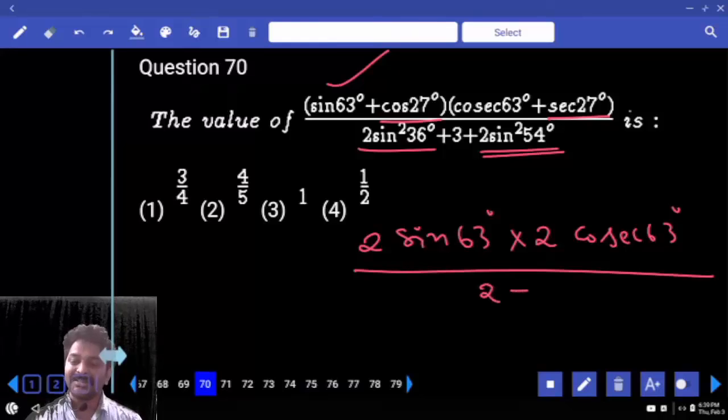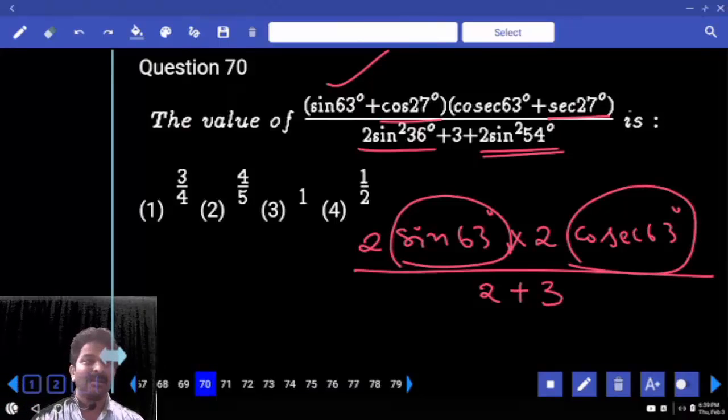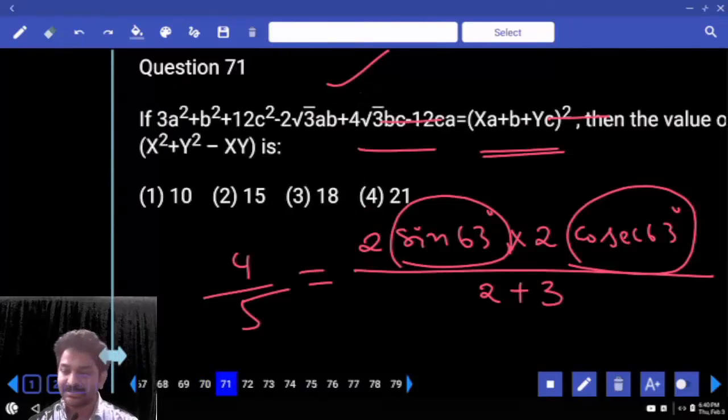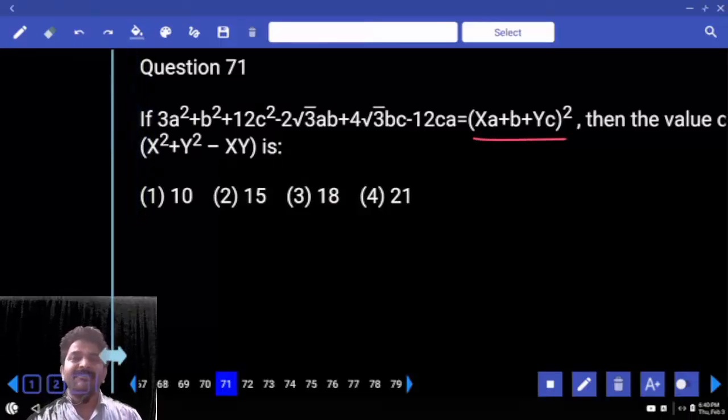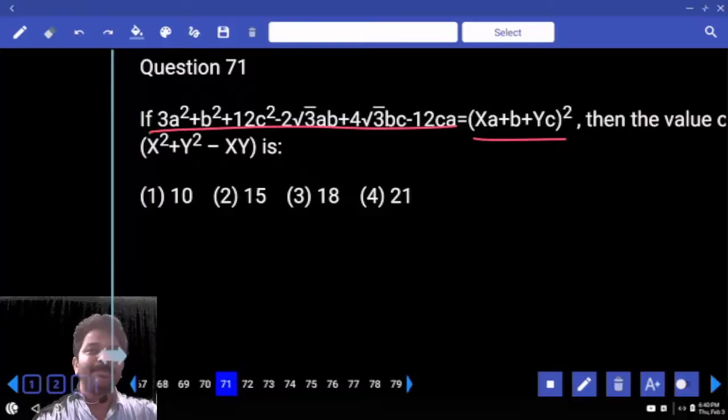Plus constant undi kada 3. Sin 63 degrees into cosecant 63 degrees, 1. 2 into 2 constant. And what is denominator? Over. Okay na? Come on pillalu. Yes. It is in the form of a plus b plus c whole square. Equation. So let's identify this as a plus b plus c whole square.